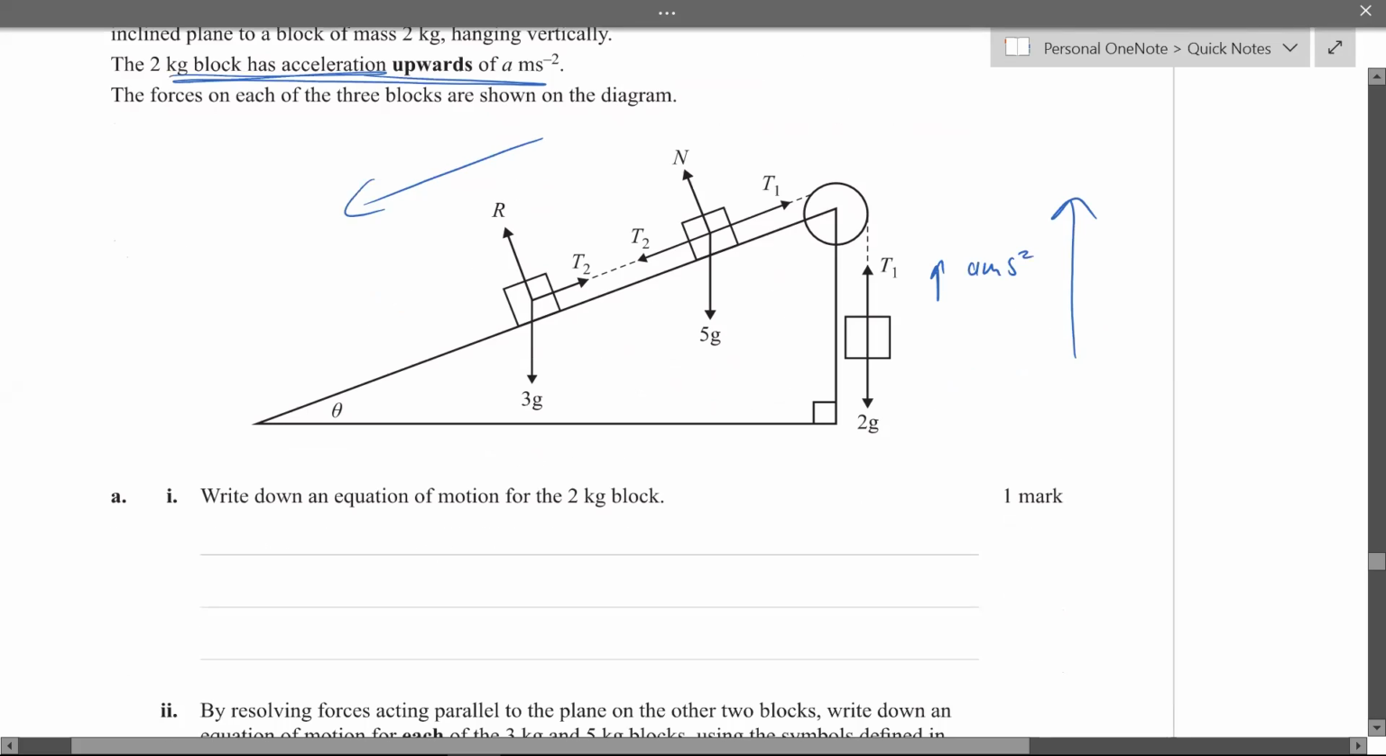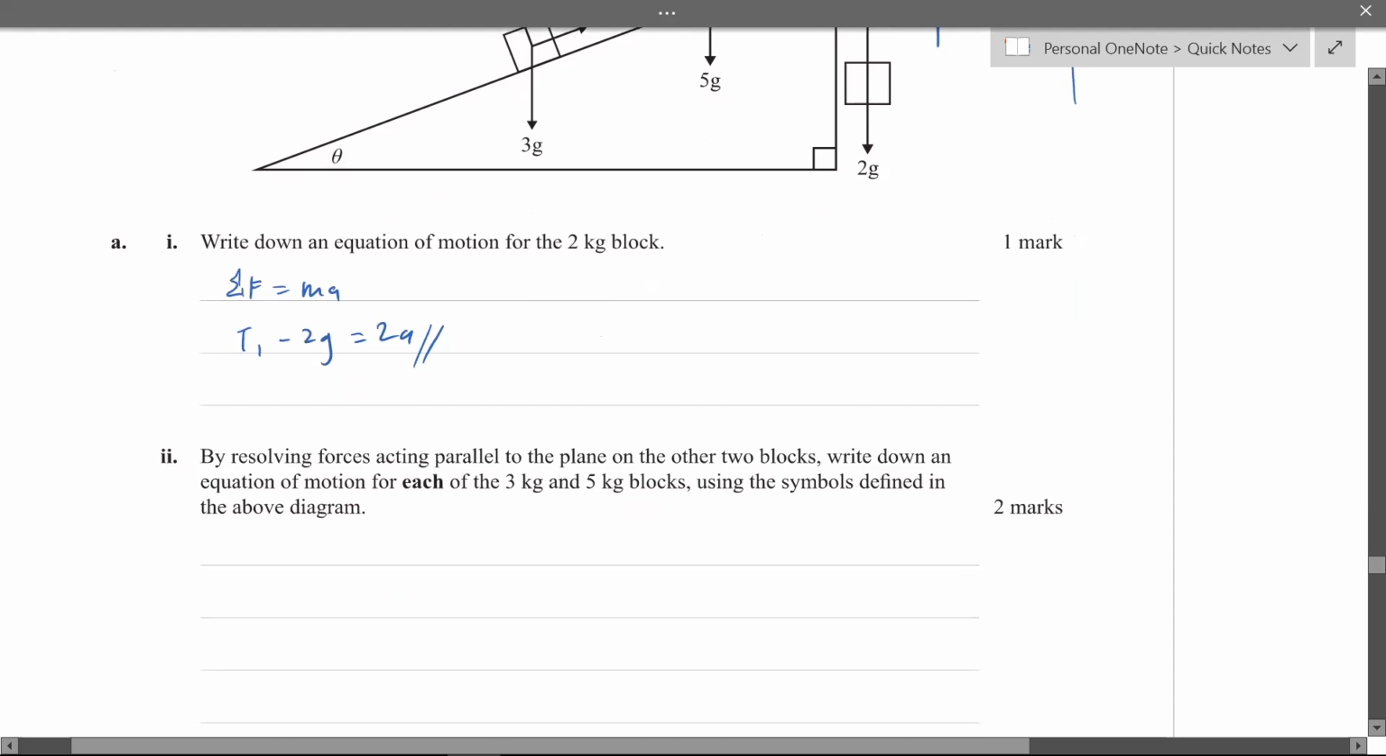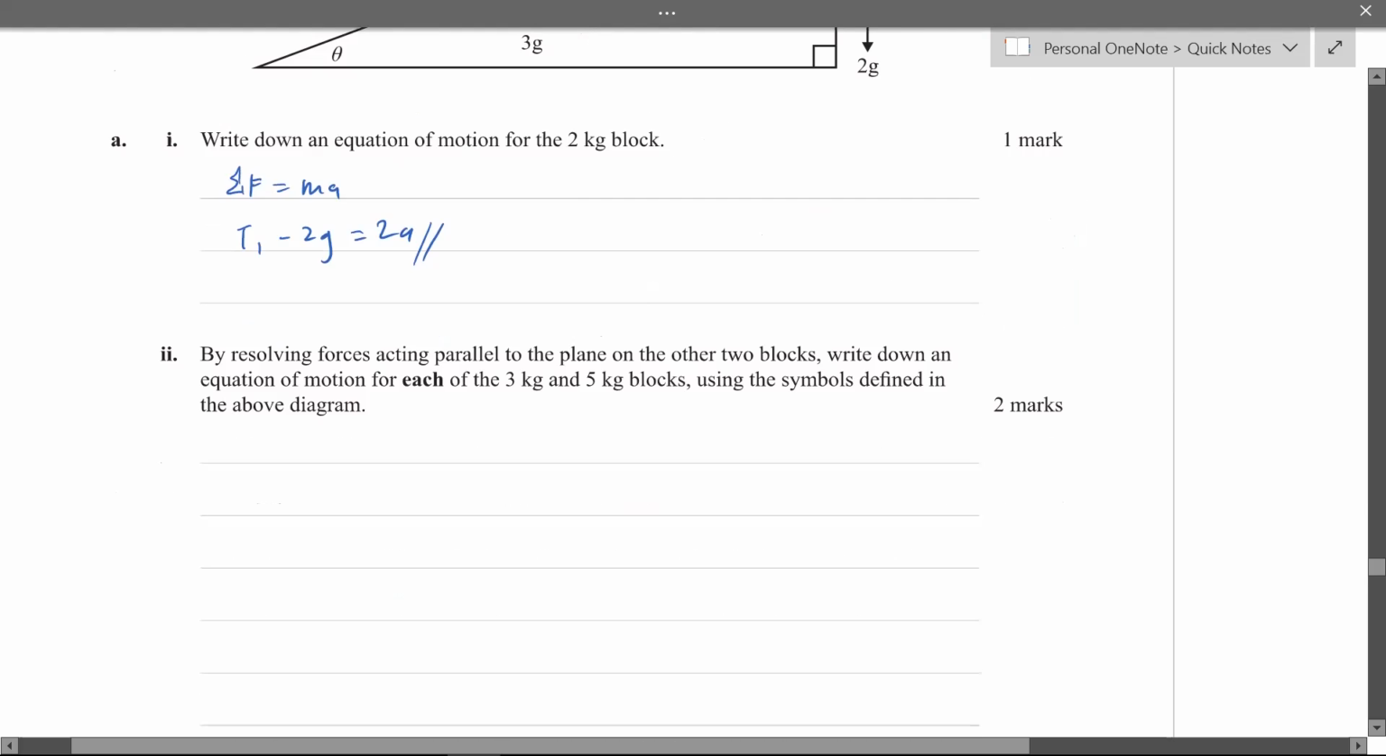So write down an equation of motion for the 2 kilogram block. So F net equals ma: T1 minus 2g equals 2a. That's like 3 marks. So part 2, I just did the same thing for the other blocks.